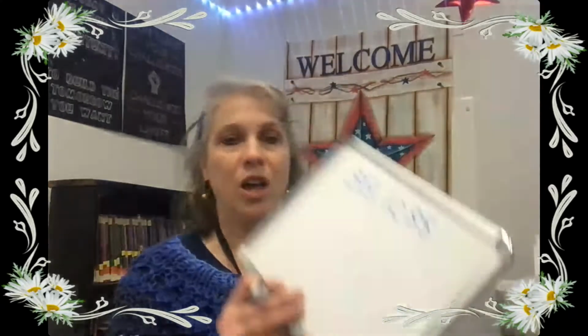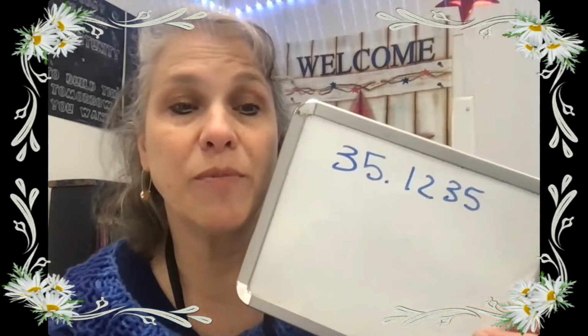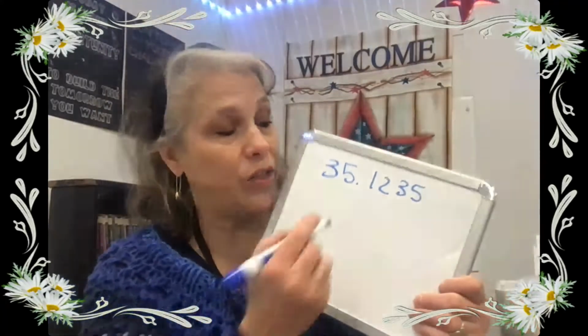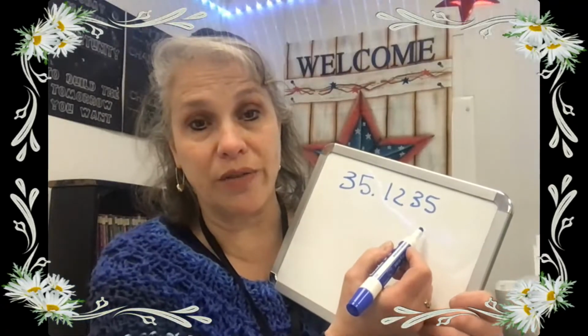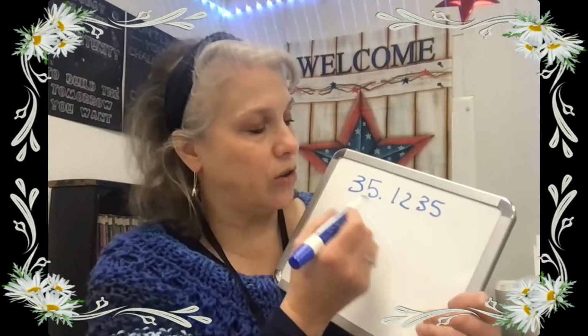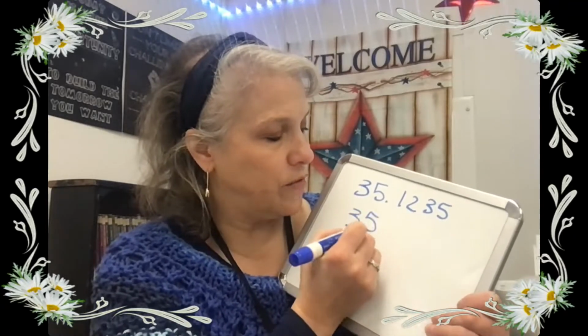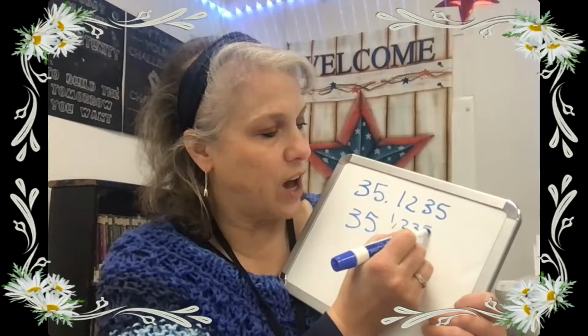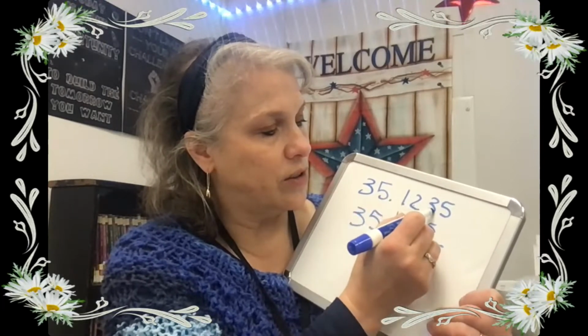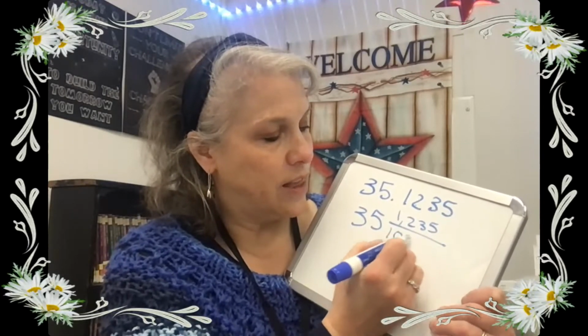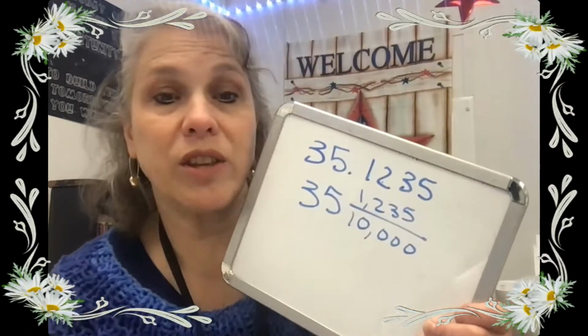Also, if we have a number like 35.1235, that's how we say it, 35.1235. It's not 35 and 1,235. Okay, but we could also put this into a fraction form, 35 and 1,235 over 10,000. That's tenths, hundredths, thousandths, ten thousandths. Okay, so that's how I could put that into a fraction.